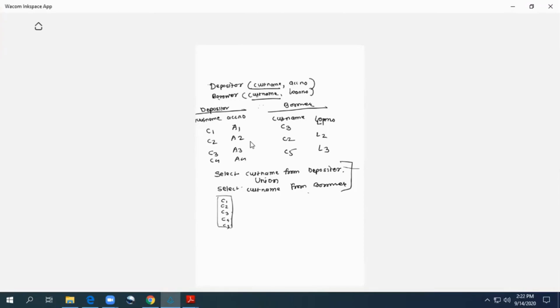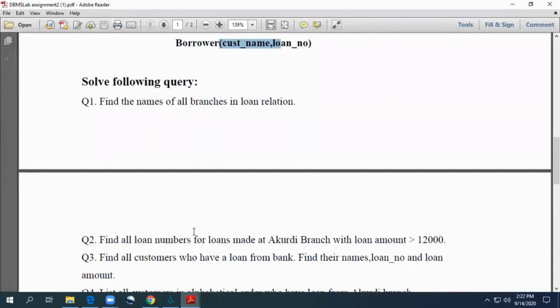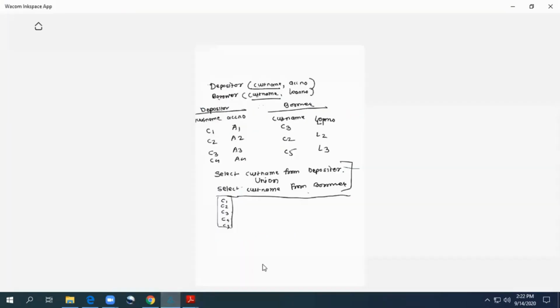Now similarly, the solution of the second query. If you see the second query, that is the sixth query in my problem statement: find all customers who have both an account and a loan account at the bank. I want to display all the customers having a saving account as well as a loan account in the bank. Which operator will solve my query? That is the intersect operator. So we'll see the solution of this query.